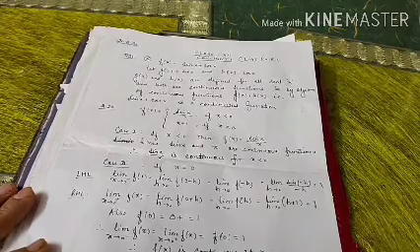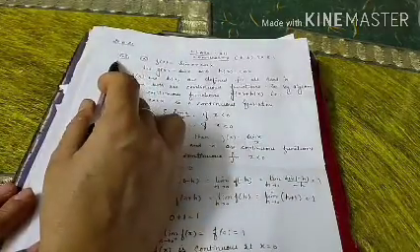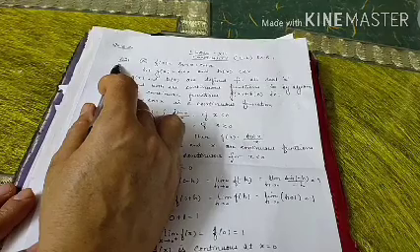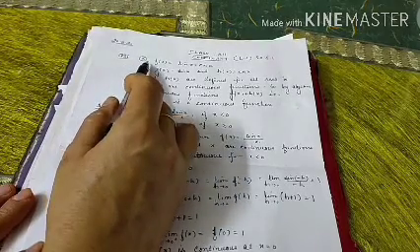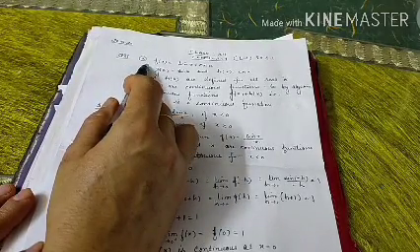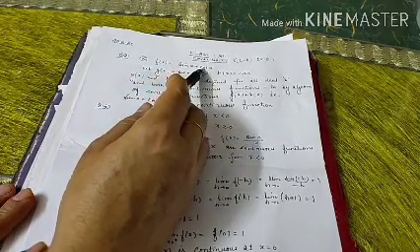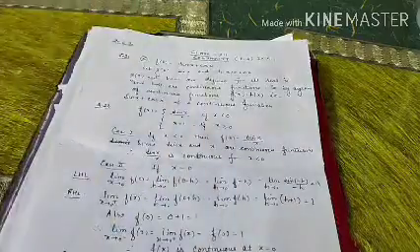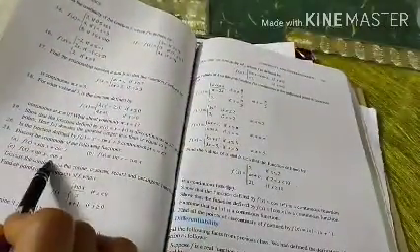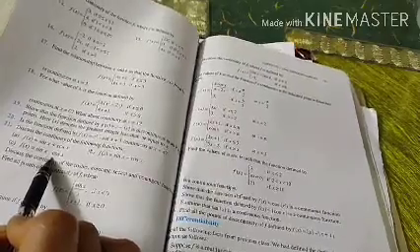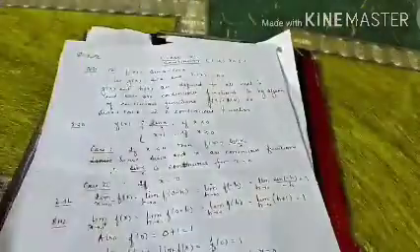More questions. Here is question 21 of this exercise. We have to check the continuity of the function f(x) = sin x + cos x, and similarly f(x) = sin x − cos x, and f(x) = sin x multiplied by cos x.